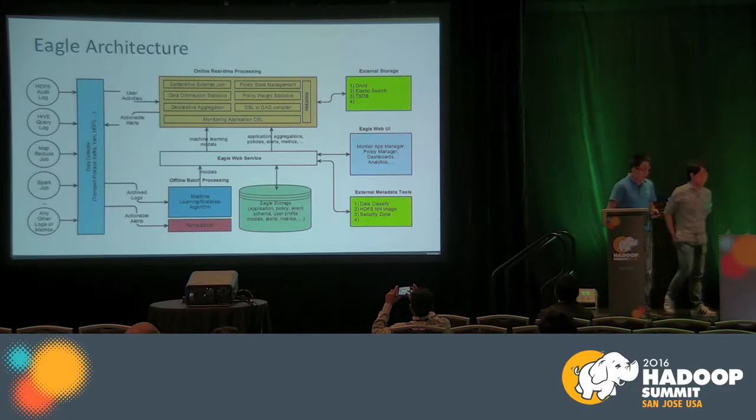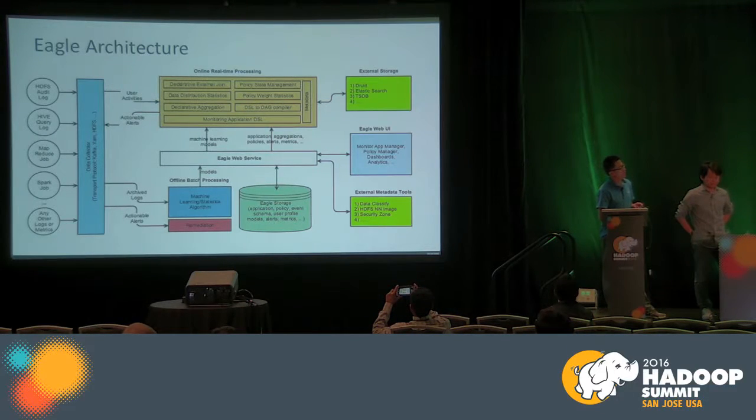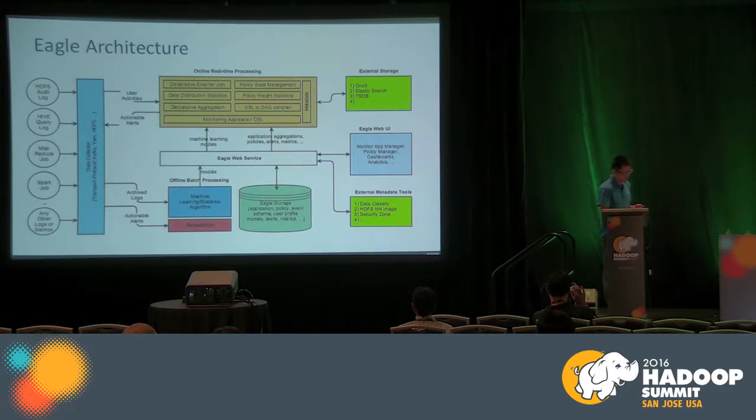Hi everyone. This is the overview of the Eagle overall architecture. Basically, Eagle is a monitoring system that tries to solve monitoring for all distributed systems like Hadoop and other distributed systems. Basically, it has a data ingestion layer. Currently we are ingesting all the audit logs, the query logs, and MR job logs, and we even have some jobs in progress that try to ingest the Spark job logs.